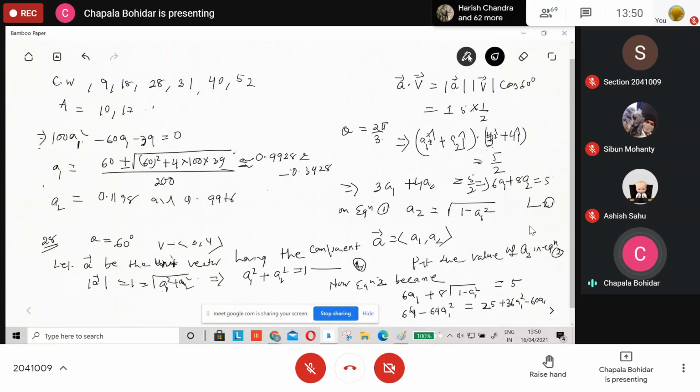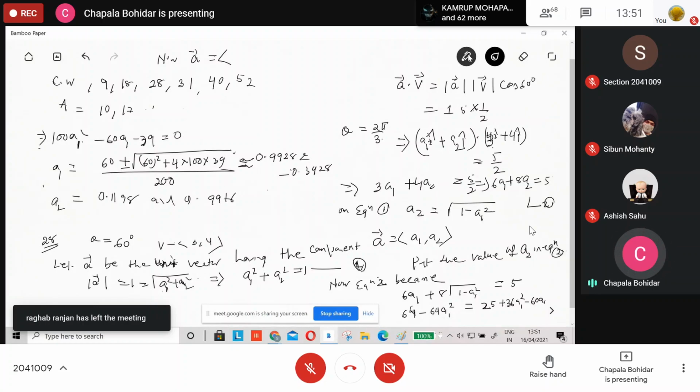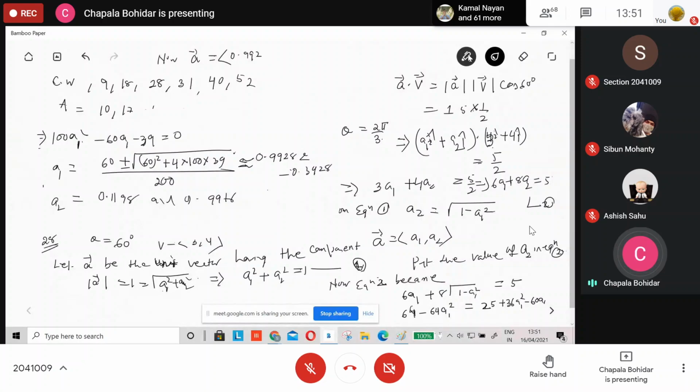So now we have two unit vectors, where A1 has two values and A2 has two values. So the A vector is equal to two unit vectors: one is 0.9928, 0.1198, and another one is minus 0.3928, 0.9916. Okay, clear? All of you clear?